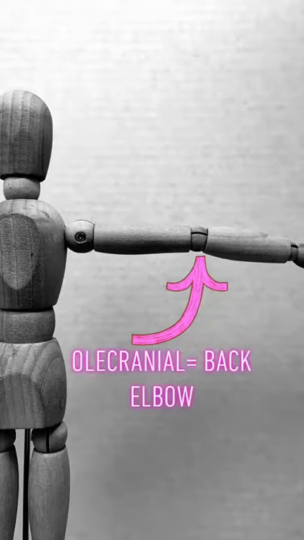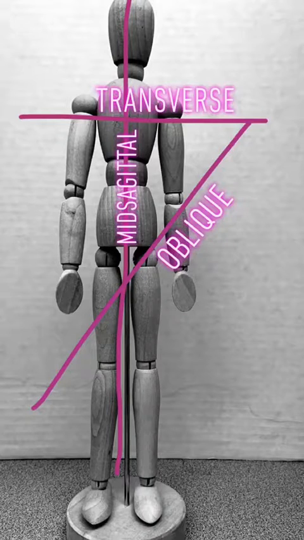Now we're going to be moving on to planes. So the mid-sagittal is parallel to the long axis. The transverse is perpendicular to the long axis, and the oblique is diagonal to the long axis. And up next, we're going to be moving on to some directional terms.